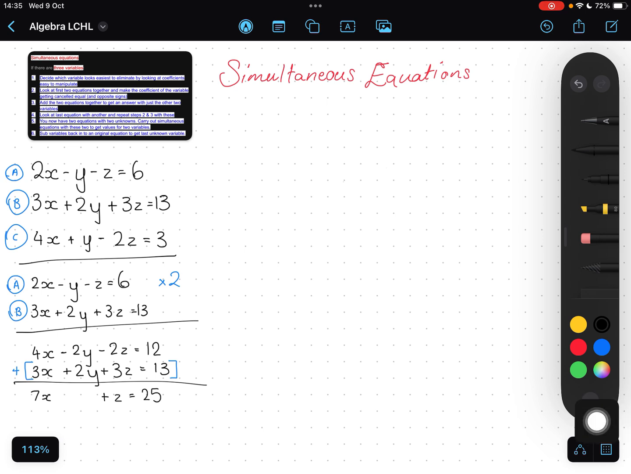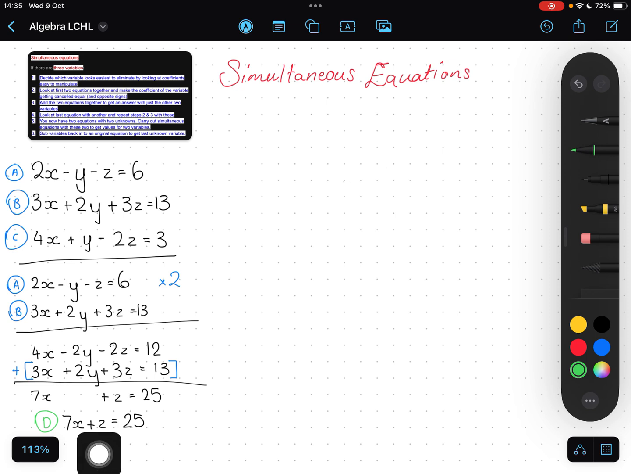So now I have an equation with two unknowns, okay, two variables in it. Okay, I have just come up with the equation 7x plus z is equal to 25. So I'm going to call that equation D. Okay, so I now have equation A, B, and C, and now I have equation D with two variables, an x and a z.